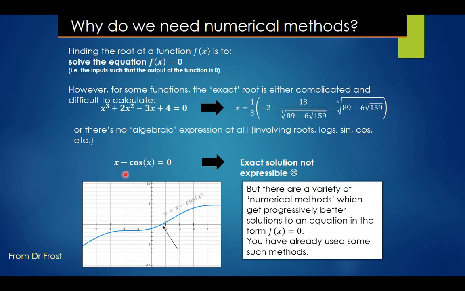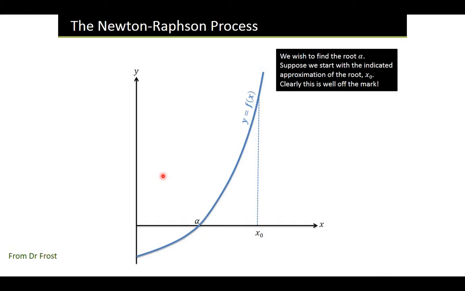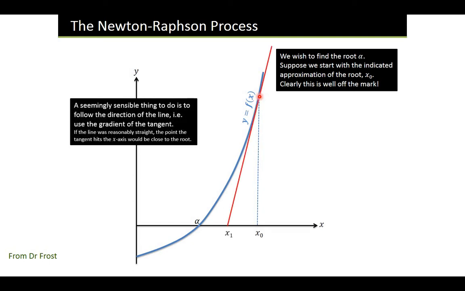Instead, we're going to keep the function equal to 0 and look at a method that works in that situation. So here's the Newton Raphson process. We can see we have a root at alpha, so that's where y equals f of x is equal to 0. Here's our first guess, x0. It's not very close. But if we look at the graph and find where our function is for our guess, then we can draw a tangent there, and if we follow the tangent down to the x-axis, we get a new guess that's definitely closer.